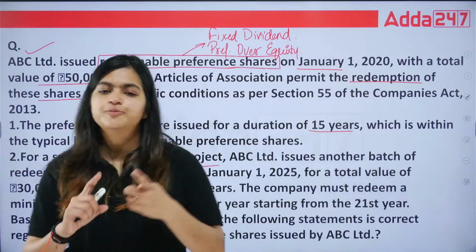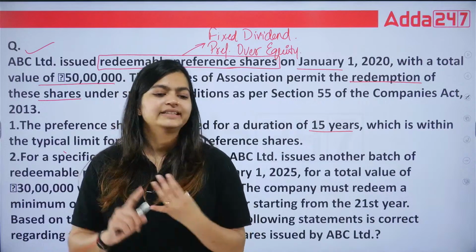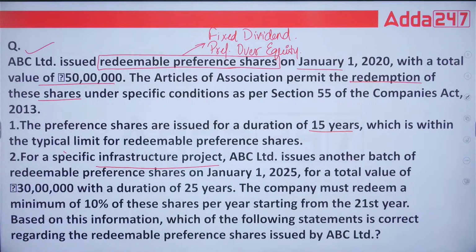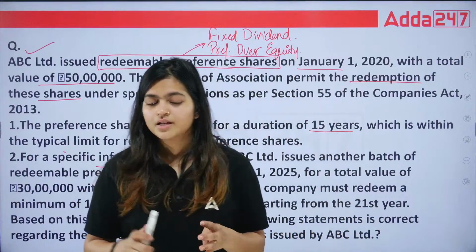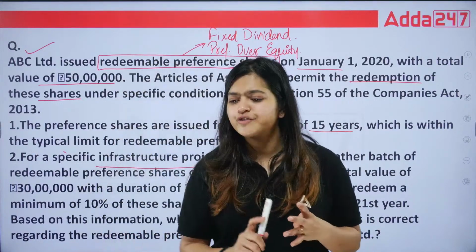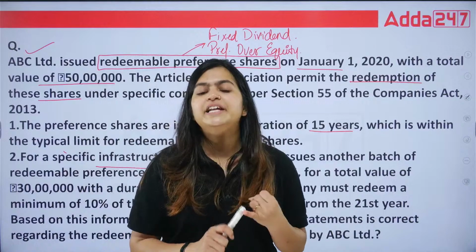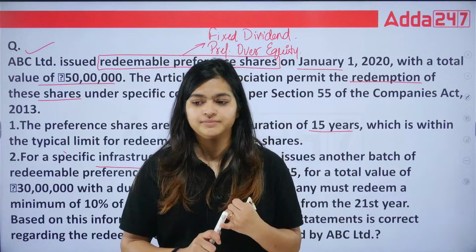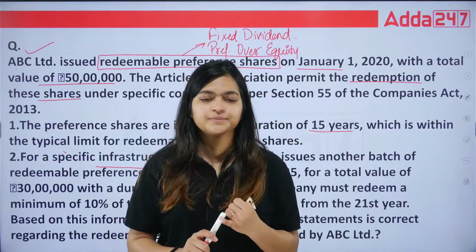Okay, let me give you the options. Option A cumulative, B non-cumulative, C redeemable, D irredeemable preference shares. Tell me which type of preference shares you cannot issue in India. The answer is irredeemable preference shares. Irredeemable preference shares means whose life is not defined, whose life is perpetual. So no company can issue any irredeemable preference shares in India.